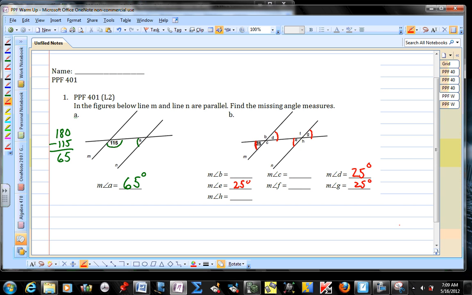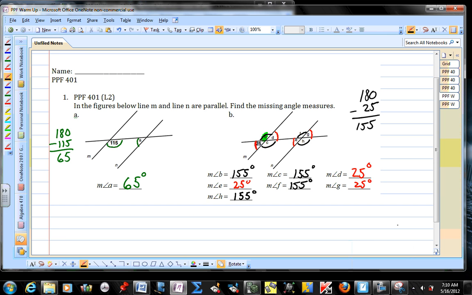Now, let's see what we can find here. Hopefully we can tell that the 25 degree angle and angle B form a linear pair. So they're going to add up to 180. 180 minus 25 would be 155. So measure of angle B is 155 degrees. Angle B and angle C are vertical angles, so they're congruent. B and F are corresponding angles, so F will be 155 also, and F and H are vertical angles, so they'll be congruent. H is 155 also.